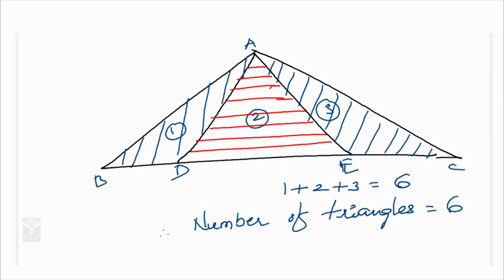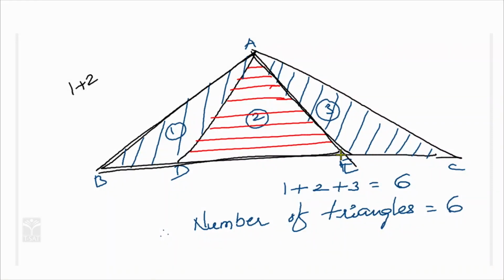There is triangle ABC, one triangle. ABD is one more, ADE is second, AEC is third. When you combine these, observe, it is very clear. So the first one is a triangle, correct? Observe this, this is 1, this is 2, and this is 3.